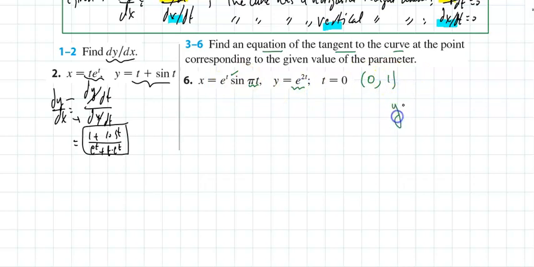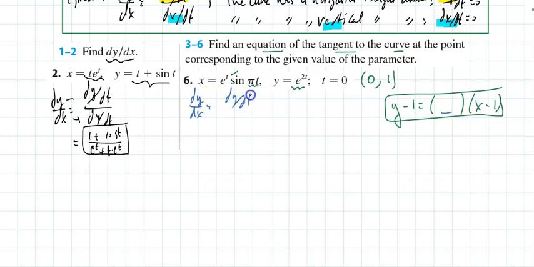So my equation is y minus y1 equals m times x minus x1. I'm almost done. All I need is the slope of the line. And what's the slope of the line? That's dy/dx. Well, that is dy/dt over dx/dt. You don't need to write that down, just until we get the hang of this.